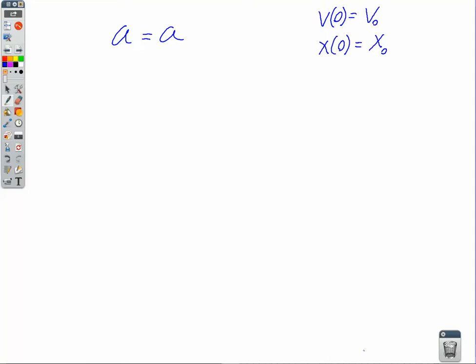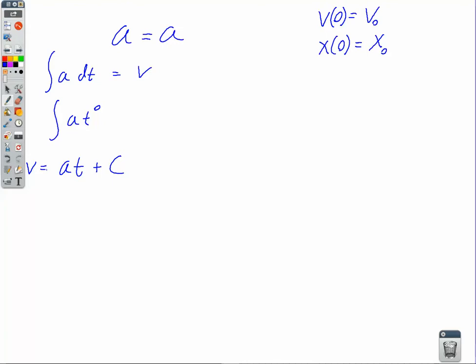Okay, let's derive the equations of motion with this. We take the integral of acceleration with respect to time, and we're going to get the velocity. So the integral of a with respect to time, that means there's a t to the 0 here. We're integrating a constant. Remember, when you integrate a constant, you just get the constant times your variable. So this is going to be a t plus that pesky constant of integration. So here's our velocity function. Velocity is equal to at plus c.